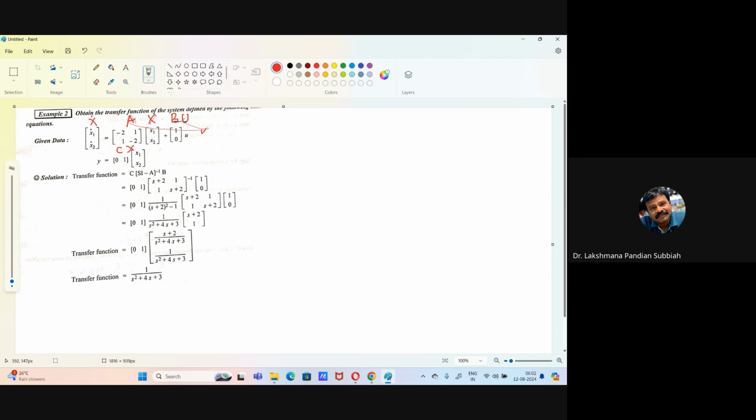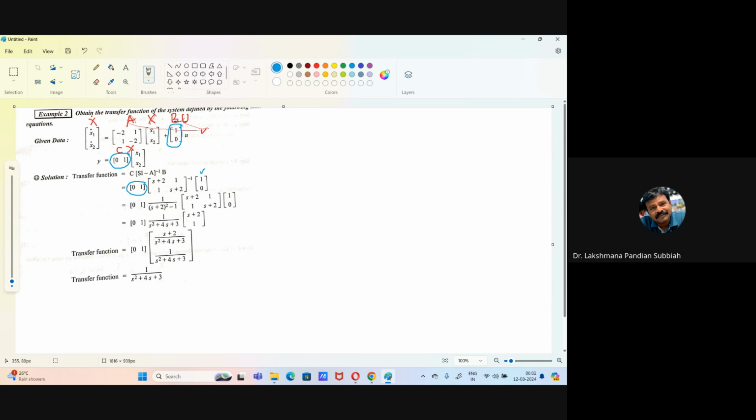So here the C is this one. So you are writing this one here. Then here B is [1, 0], so you are writing that here.